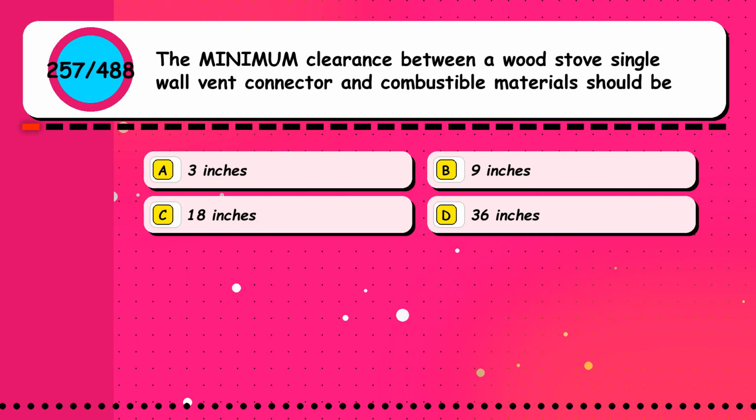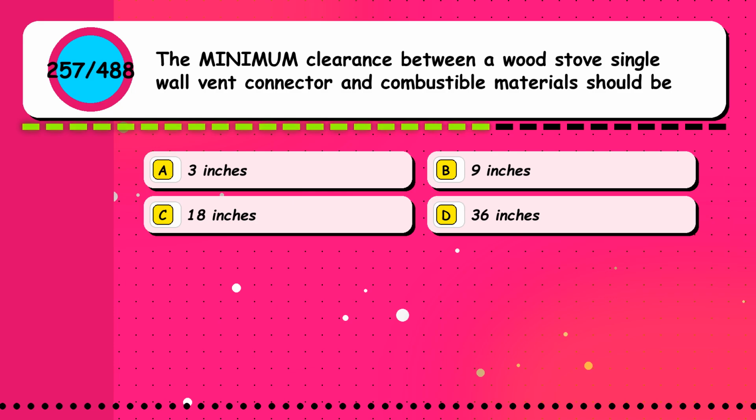Question 257. The minimum clearance between a wood stove single wall vent connector and combustible materials should be: option A, 3 inches, option B, 9 inches, option C, 18 inches, option D, 36 inches.